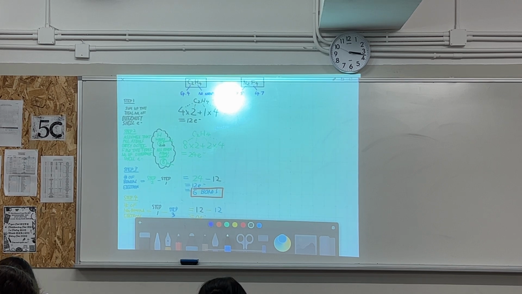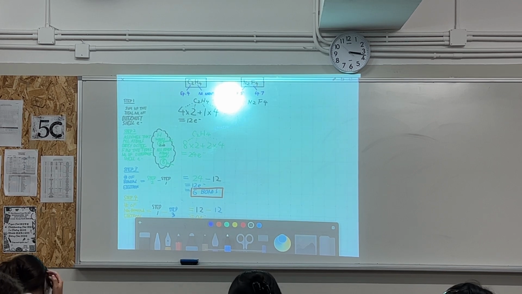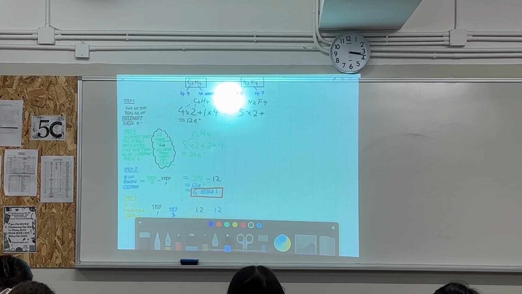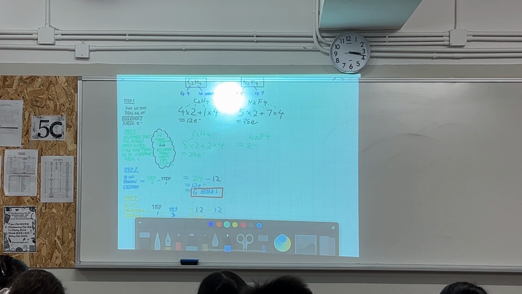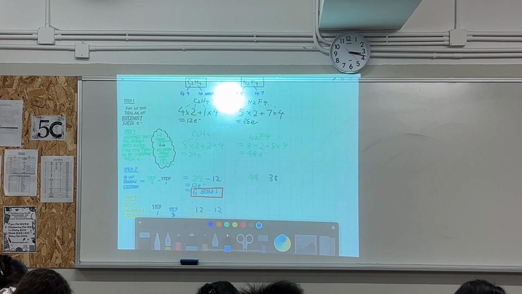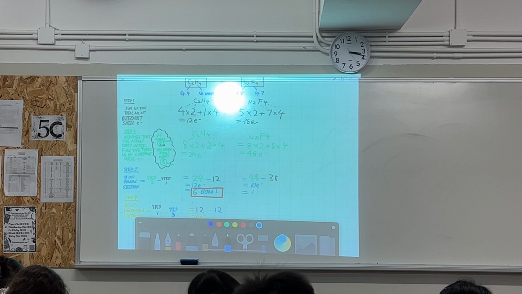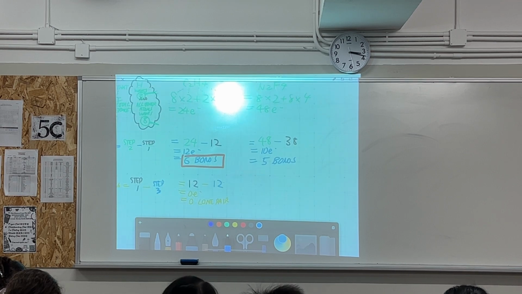Anyone can tell me what's the answer to the first step? I need the expression because I'm worried that you will guess it. Yes, 38 electrons. So you have N times 2 plus F times 4, 7 times 4. Next up? Yes, or you can just do 8 times 6, 8 times 2 plus 8 times 4, which is 48. What is 48 minus 38? 10. Which translates to how many bonds? 5.